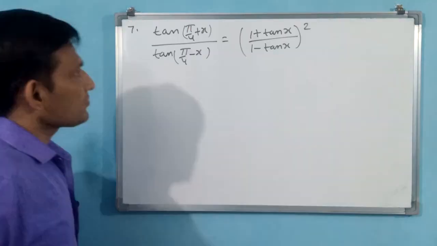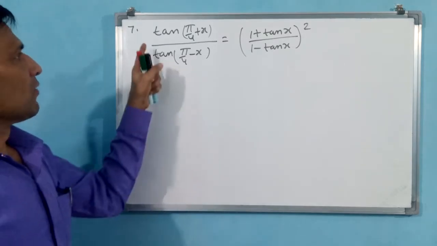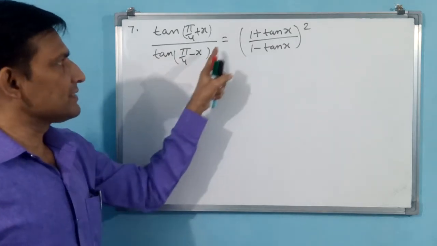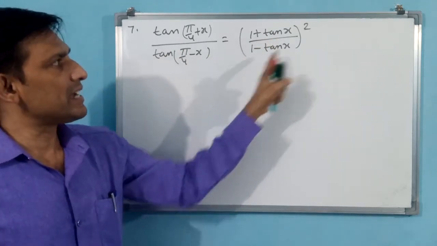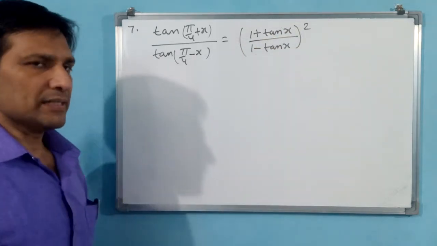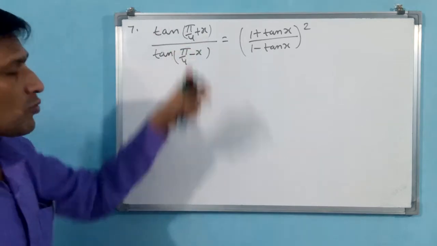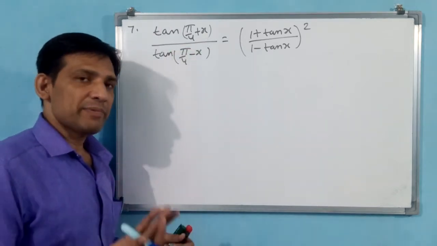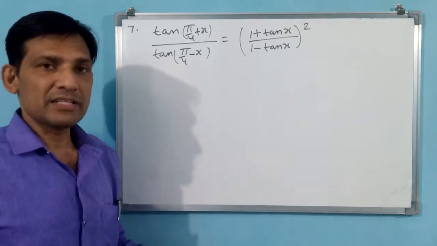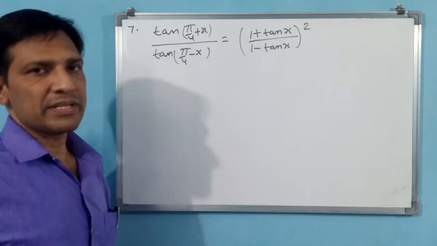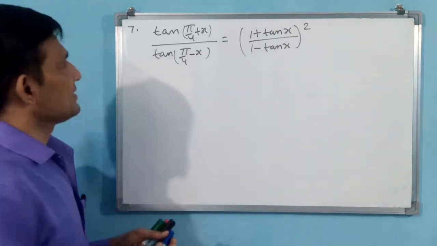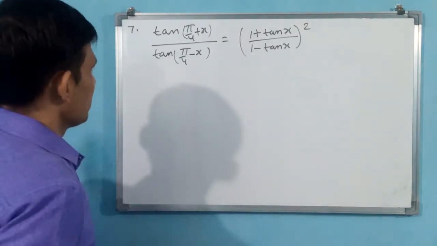Now take this question. We go for the 7th question. You see this question here. We have to prove this: tan of pi by 4 plus x by tan of pi by 4 minus x is equal to 1 plus tan x by 1 minus tan x whole square, or else we can say 1 plus tan x square by 1 minus tan x square. Both are the same. You see how to convert this value? We know tan of a plus b is equal to tan a plus tan b by 1 minus tan a tan b, and tan of a minus b is equal to tan a minus tan b by 1 plus tan a tan b. This formula only we have to use and we will get this result. Let us see.